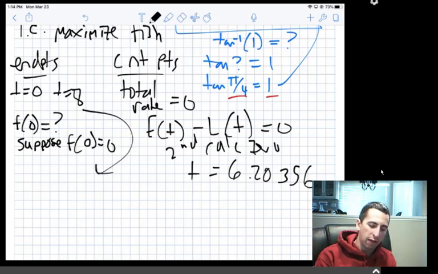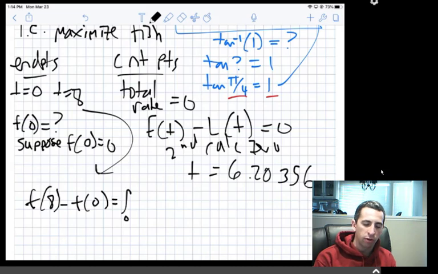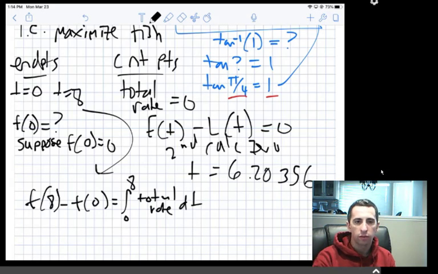So if I want to find f of 8, then f of 8 minus f of 0 is the integral from 0 to 8 of that same total rate, that same E of t minus L of t. Okay, so that's how that's supposed to work.